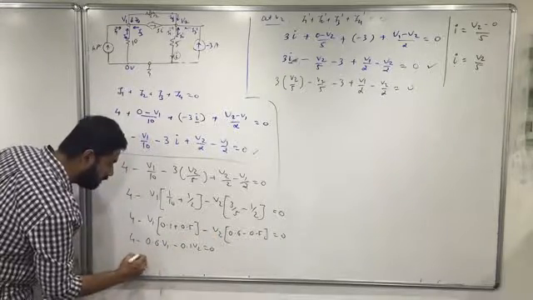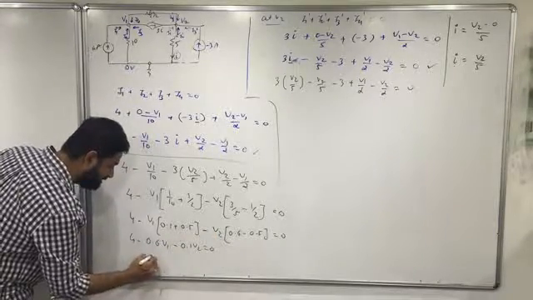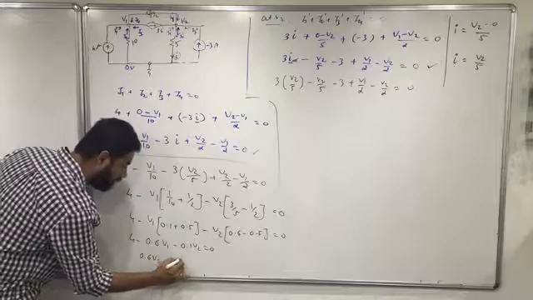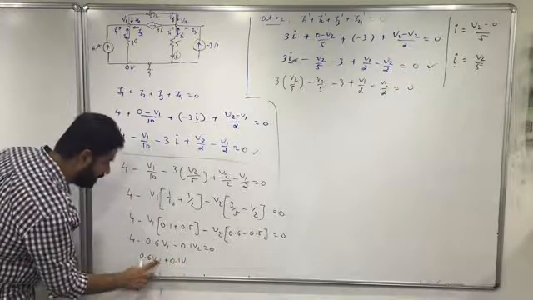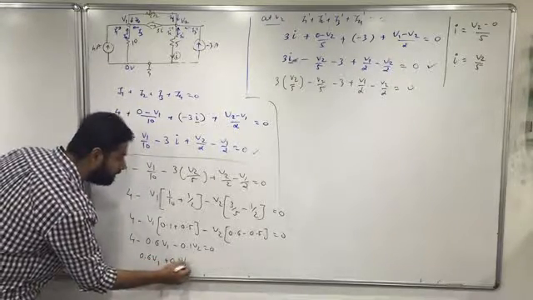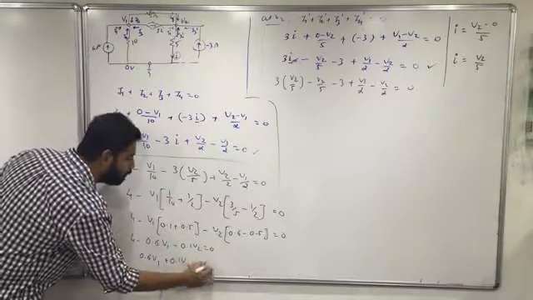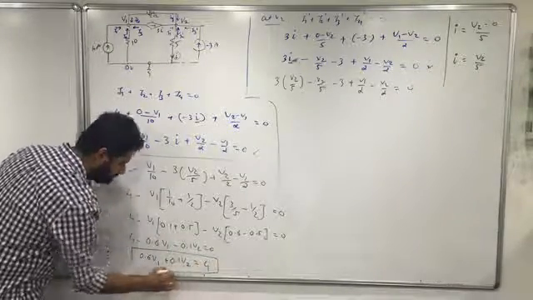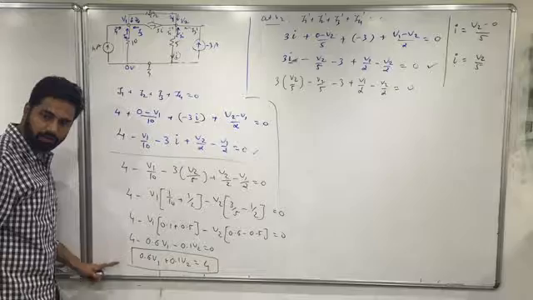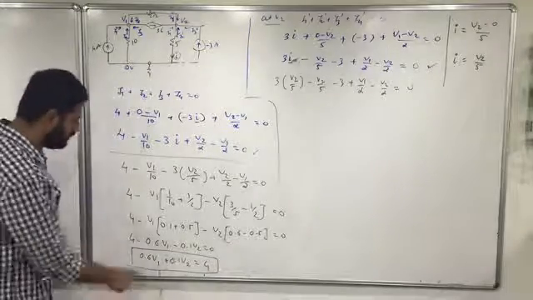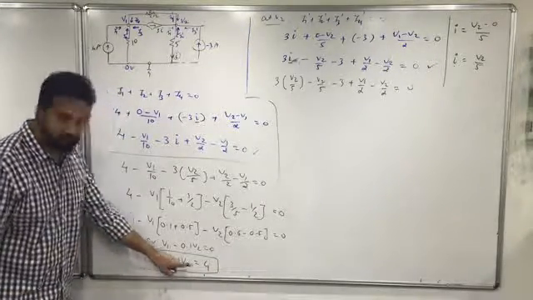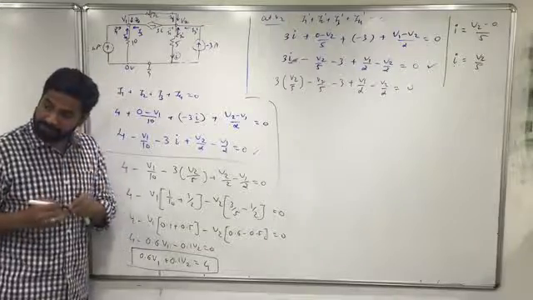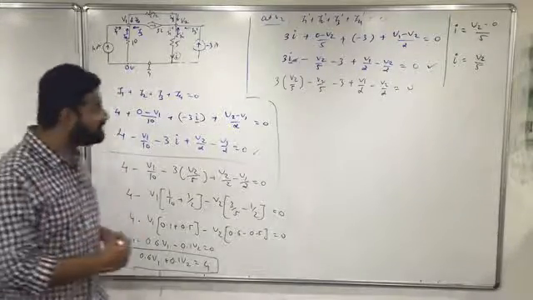So I can write down 0.6 V1 plus 0.1 V2 is equal to 4. So this is my first equation. This is coming in the video, right? Yes. Yeah, that's good. So 0.6 V1 plus 0.1 V2 is equal to 4. This is my first equation. Is it clear?